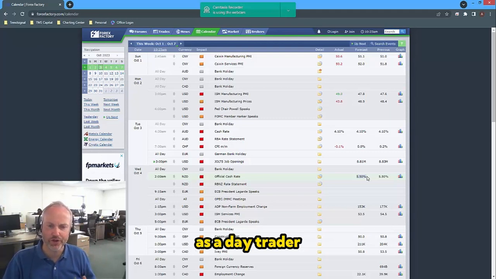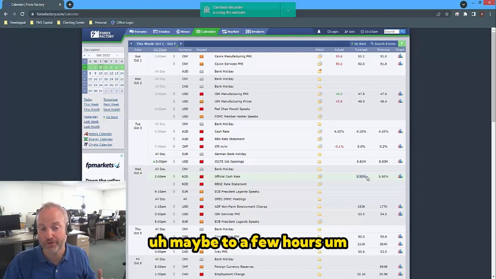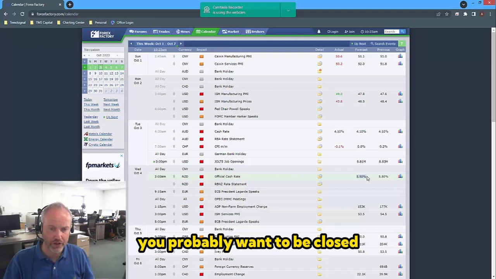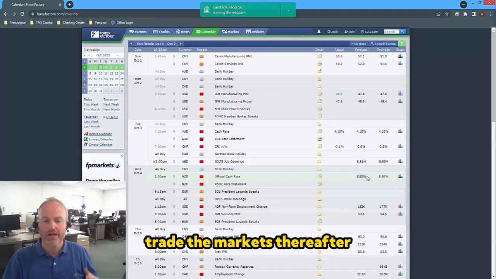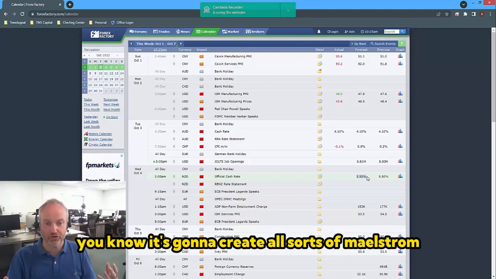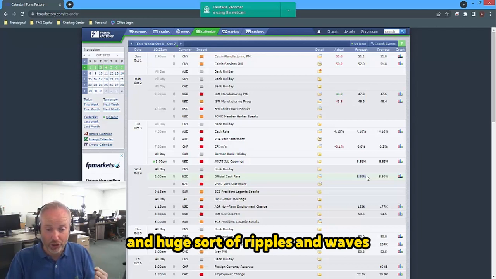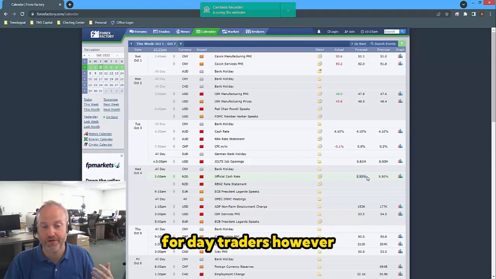As a day trader, when you're looking to be in and out of trades over a few minutes to a few hours, it's usually one of those things where you probably want to be closed out into the number, but trade the markets thereafter. It's a little bit like throwing a rock into a pond. It's going to create all sorts of maelstrom at the beginning, and huge ripples and waves. You don't really want to be in the pond at that point. Okay, so you want to close out. It represents risk that's unnecessary for day traders.